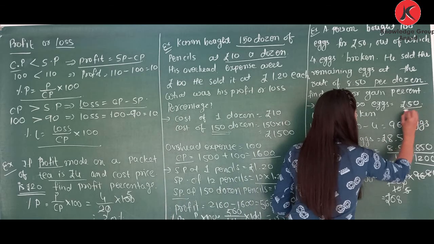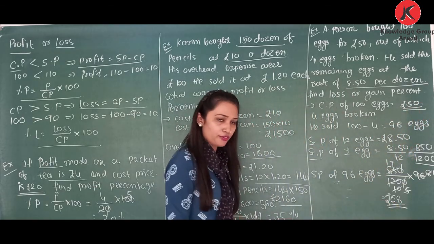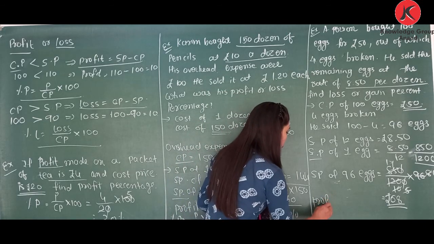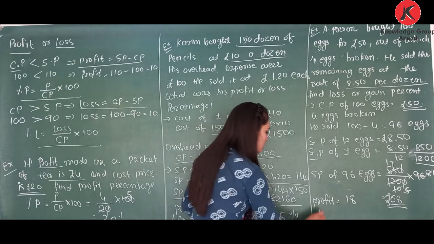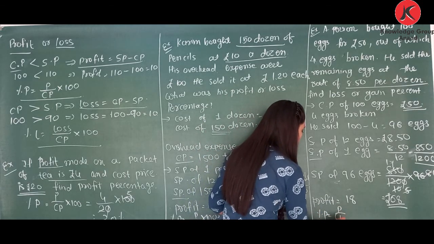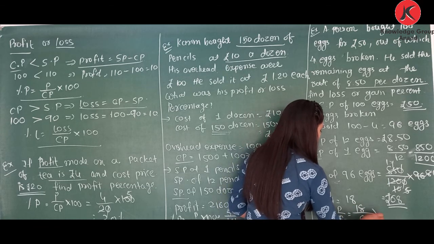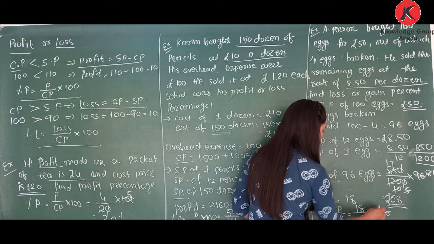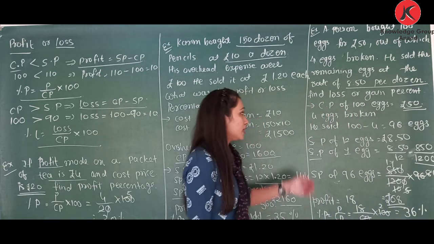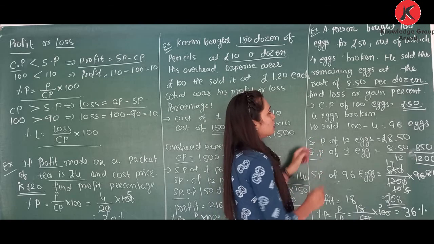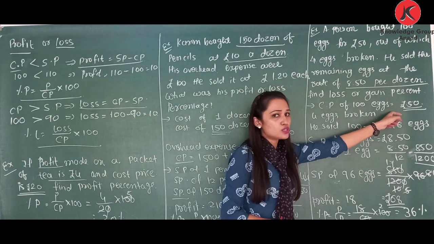Now he bought the eggs for 50 rupees and sold them for 68 rupees. So it is a profit. How much profit will he get? 18 rupees. So you can find the percentage profit, which is profit divided by CP. 18 divided by CP, which is 50, multiplied by 100. It is 36% profit.